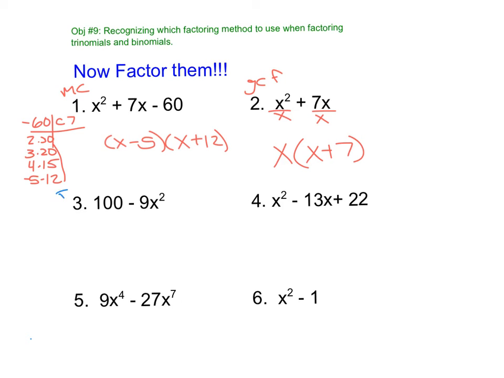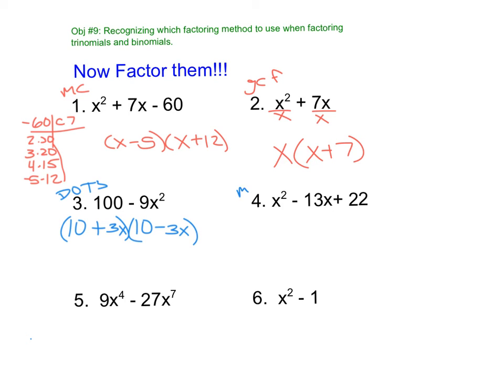Number 3, that was our dots. Dots are perfect squares, right? Difference of 2 squares. So what's the square root of 100? What times itself is 100? 10 times 10. What multiplies to 3x squared? 3x and 3x. One's a plus, one's a minus.